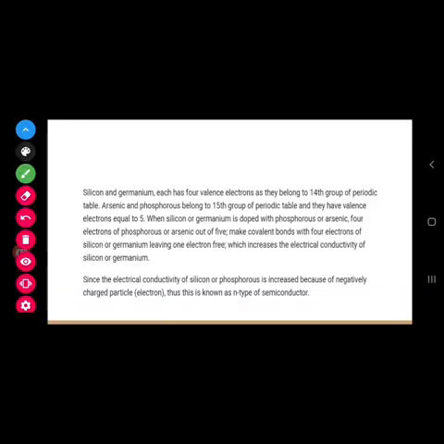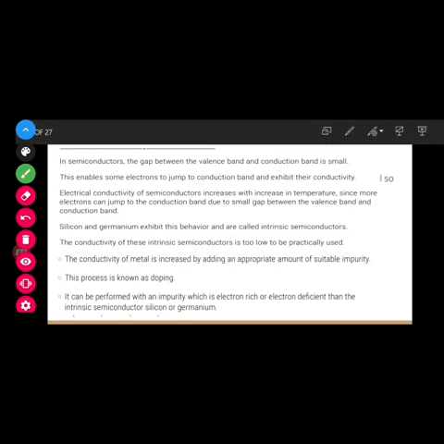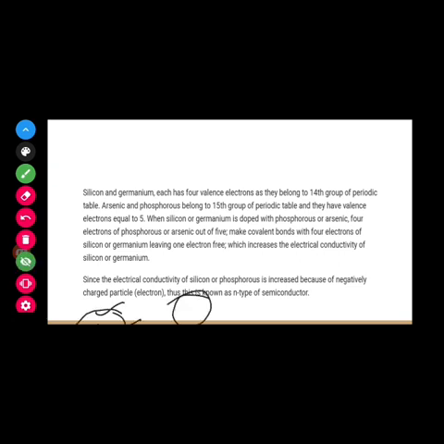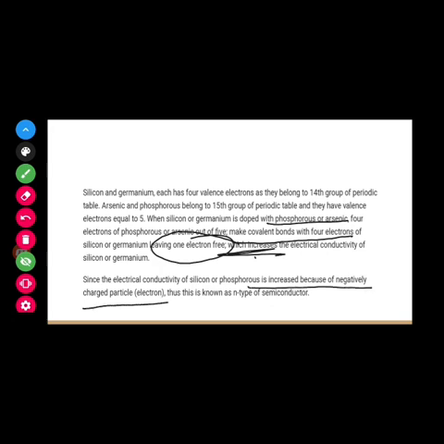You can go through the PPT, whatever is written. When silicon or germanium is doped with phosphorus or arsenic, 4 electrons out of 5 make a covalent bond, leaving 1 electron free. This electron is the one which increases the conductivity. And since the conductivity is increased because of a negatively charged particle, this type is known as an N-type semiconductor.